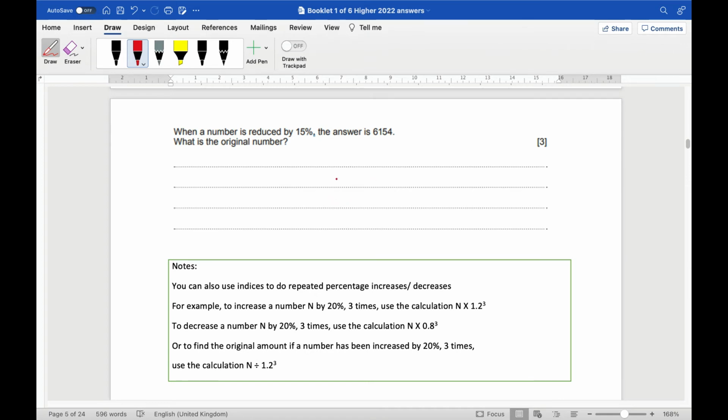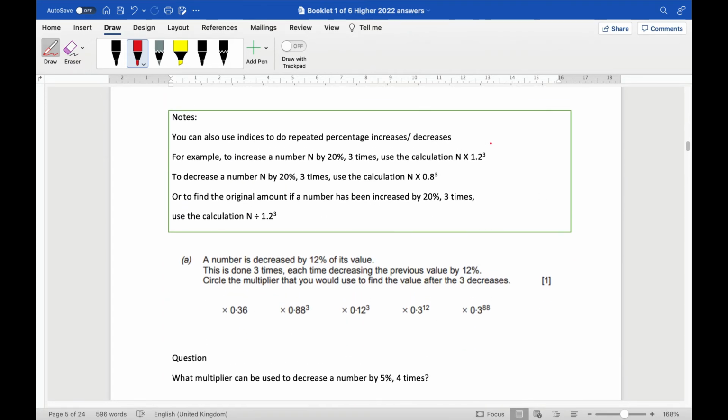Okay, they could actually say, rather than what's the calculation, they might make you work out the original. So when a number is reduced by 15%, in other words, it's been times by 0.85 to reduce it by 15%, the answer is this, and there's your clue. What is the original? That means divide. If I want the original, I divide. So I'm doing 6154 divided by, reversing the calculation, 0.85. And I'll give you the answer to that one. It's 7240.